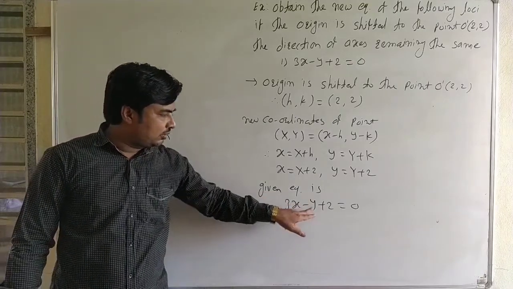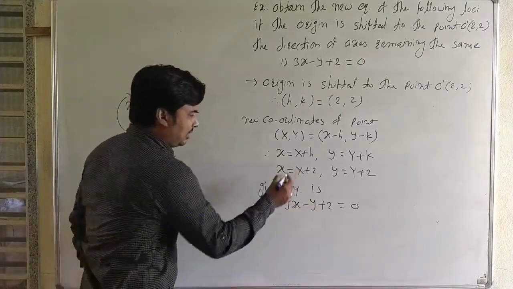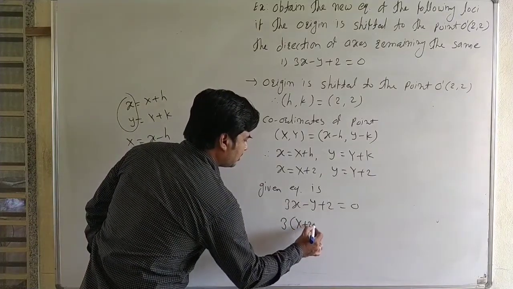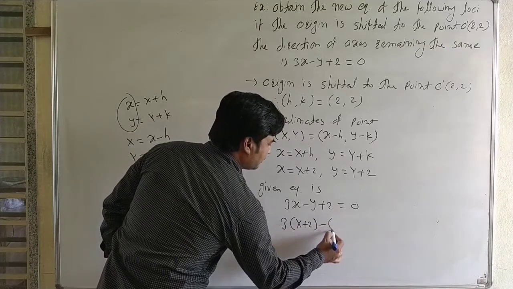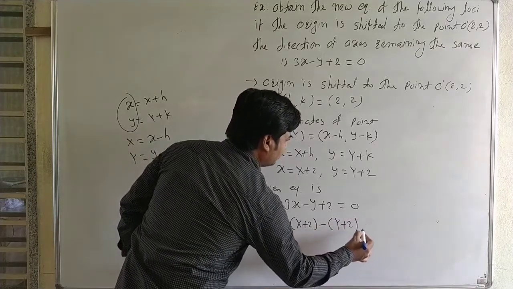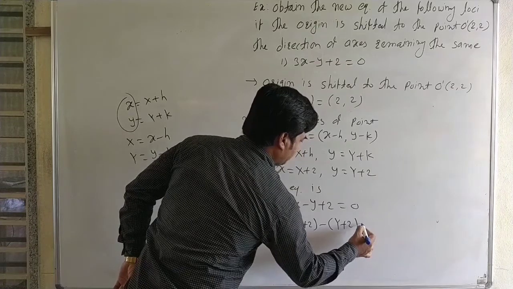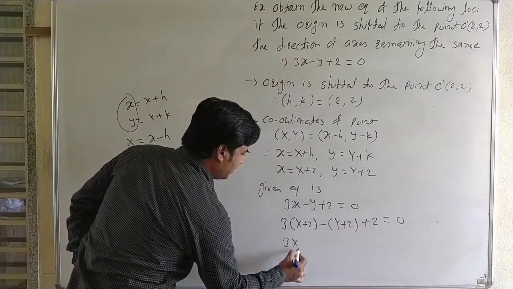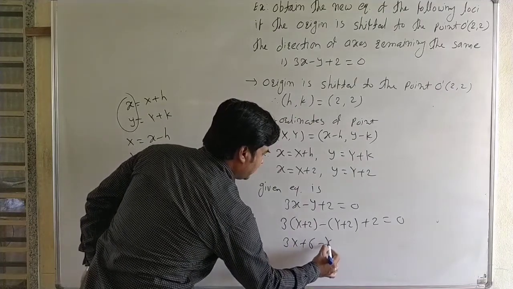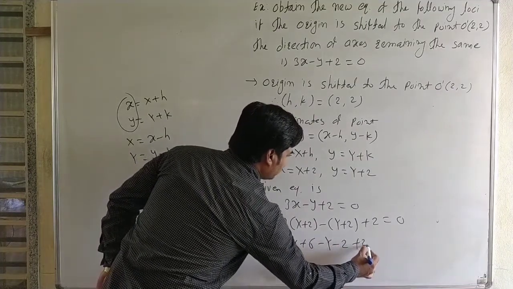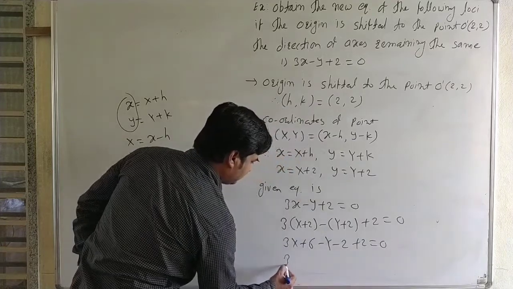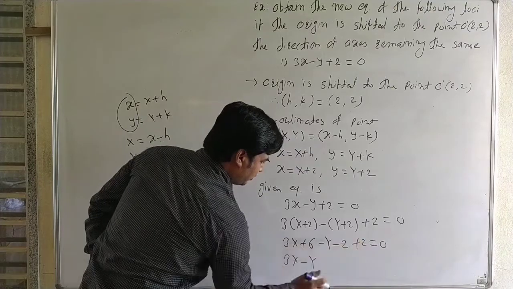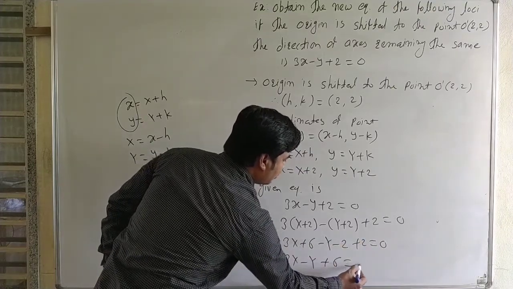all the points of small x, y. Then put the value of x, y, that is 3 into (X plus 2) minus (Y plus 2) plus 2 is equal to 0, and therefore you can write 3X plus 6 minus Y minus 2 plus 2 is equal to 0. Then it is 3X minus Y, plus 2 minus 2 get cancelled, plus 6 is equal to 0.